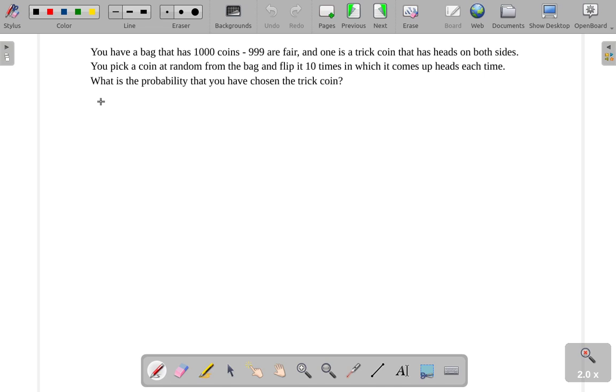So I'm going to start by defining some events. E is the event. Let's call this the event we have the trick coin. And F, well, F, you wouldn't want to say F is the event that I have a fair coin, because that would actually just be E complement. F would be the event that we could get 10 heads.